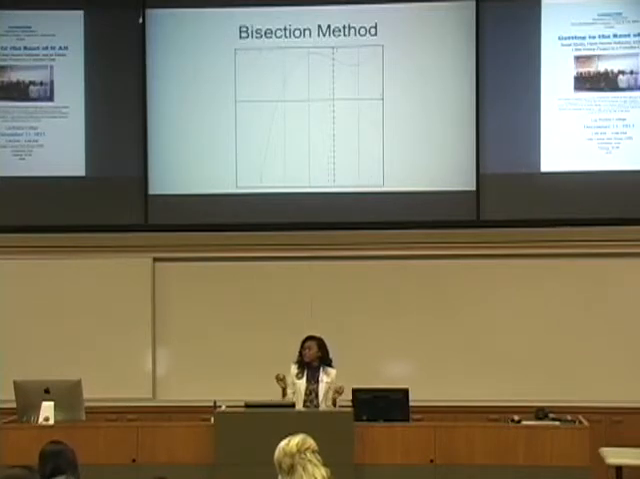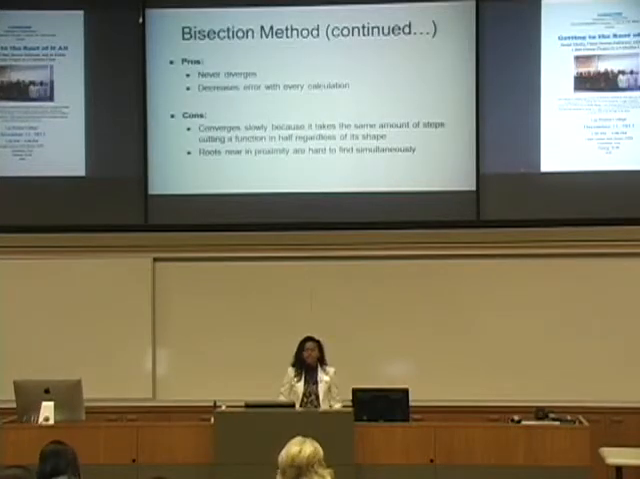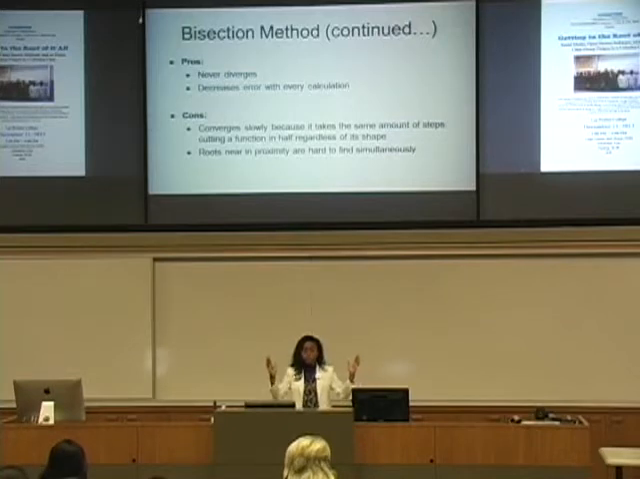We're trying to find zeros of functions. So it keeps doing that, it cuts it in half, and once it finds the interval that has crossed the x-axis, it cuts it in half again, and again, and again. And that's how it gets a smaller answer of where the function actually equals 0. So the advantage is that it never diverges. In other words, it never goes further away from the root. It always gets closer. So it decreases error with every calculation as it gets smaller and smaller.